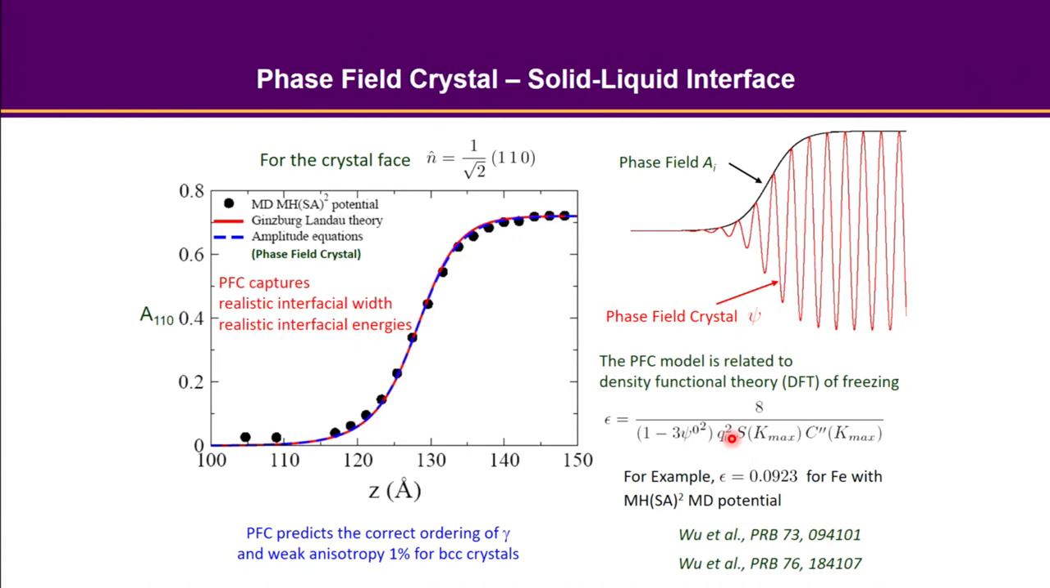Yes. Q0 is the vector? Q0, I think, is actually K max. It is less prominent, that's right. And so you have the structure factor and the curvature of the structure factor at the first peak, which you get from an atomistic calculation, using an EAM interaction, or some other potential, that's right.